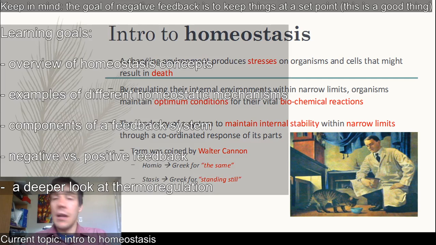We're going to look at our learning goals here. First off, we're going to do an overview of homeostasis concepts, what it is, why it's important. Then we're going to do some examples of different homeostatic mechanisms in humans, all the ones that the curriculum wants you to know. We'll talk about feedback systems and the components of a feedback system. Then we'll get into the difference between negative and positive feedback. That's an important difference. And finally, we're going to take a deeper look at one of the homeostatic mechanisms, which is thermoregulation, which is how we regulate our body temperature, keep our body temperature at 37 degrees Celsius.